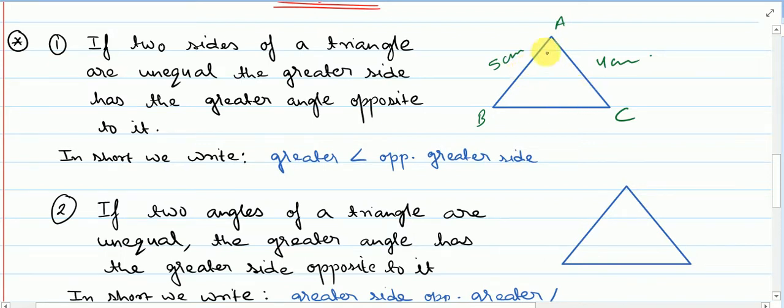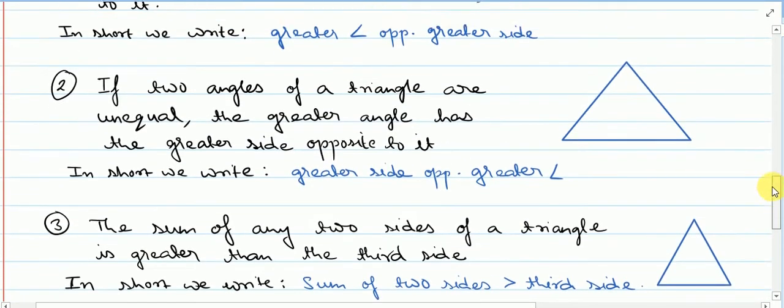Like here, opposite to AB we have angle C, and opposite to AC we have angle B. Here you can see that side AB is bigger than AC. Then in that case, what will happen? This angle C will be greater than angle B. So if two sides of a triangle are unequal, the greater side has greater angle opposite to it. In short, we write greater angle opposite greater side.